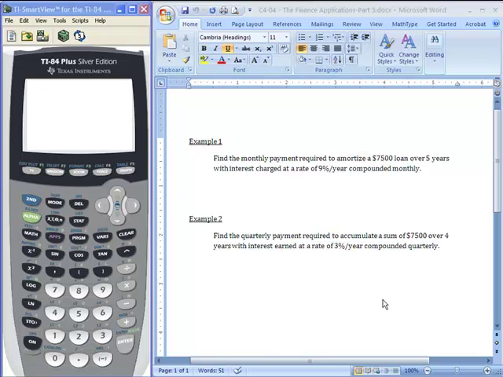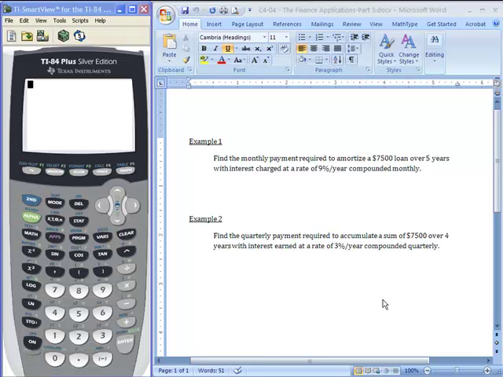The Finance Applications Part 3. This is our final video on financial applications and formulas. In the previous video, we looked at ordinary annuities, and the one thing that was common to both the future value and present value formulas was we assumed that we knew what the payment was.